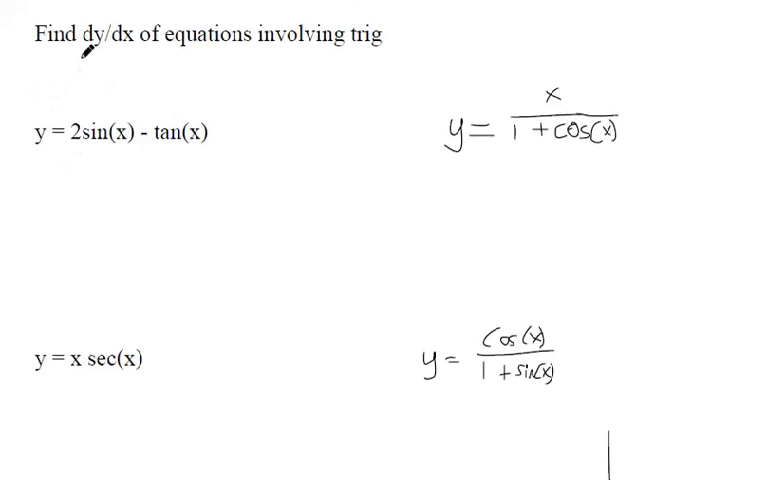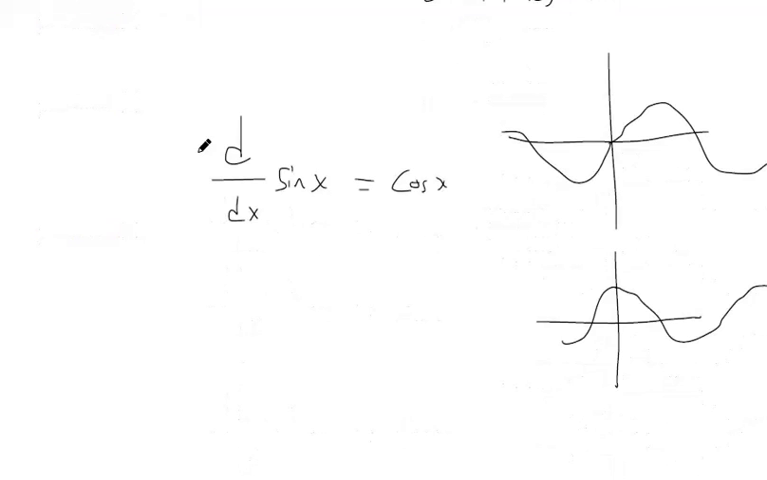We're asked to find the derivative of y with respect to x involving trigonometry now. So the textbook goes over some of these definitions, but the derivative with respect to x of sine of x is just cosine of x. And so here I've got the graph of sine of x, and I've got the graph of cosine of x.